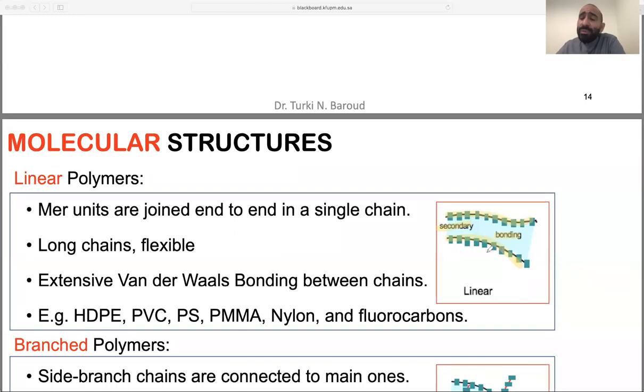So the interaction between them is van der Waals. What does that mean? That means when you expose this material to heat, you can easily break these bonds between the chains, and so these chains can move easily on top of each other, right? So this kind of polymer is easily formed into a certain shape, because by applying heat you can make them much softer.